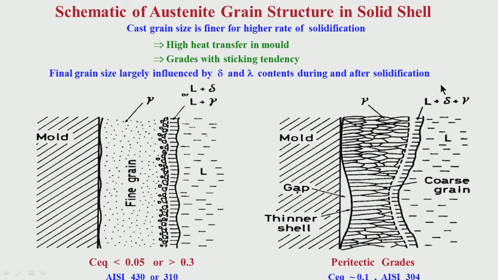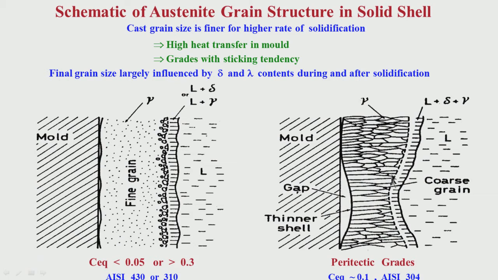Initially liquid goes to delta, and then it goes to delta plus liquid, and then delta to gamma. That means gamma transformation is taking place towards the end of the solidification. So, this creates a depression tendency. Depression means there will be an air gap between the mold and the solid shell. So, the solid shell will become thin because it is a hot spot formation. So, heat transfer is getting affected, getting lower.